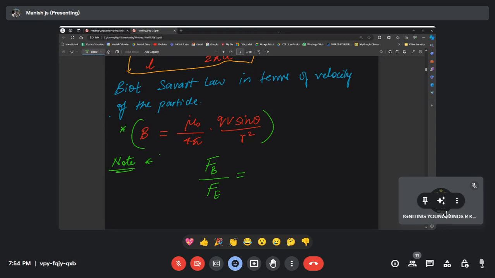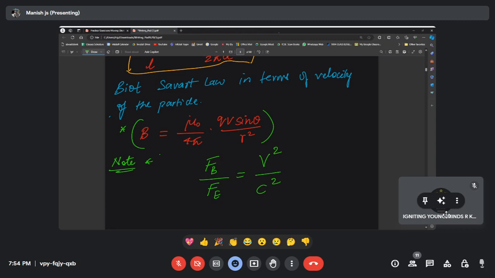When you try to find out the ratio for this, you will get a relationship that it is equal to v square upon c square, where v is nothing but the velocity and c is nothing but the speed constant.